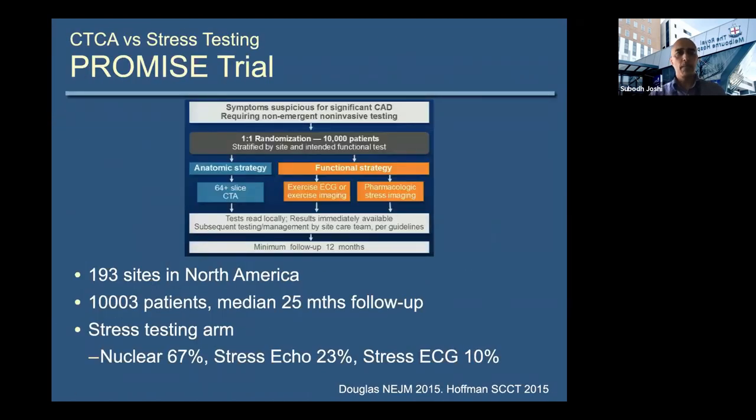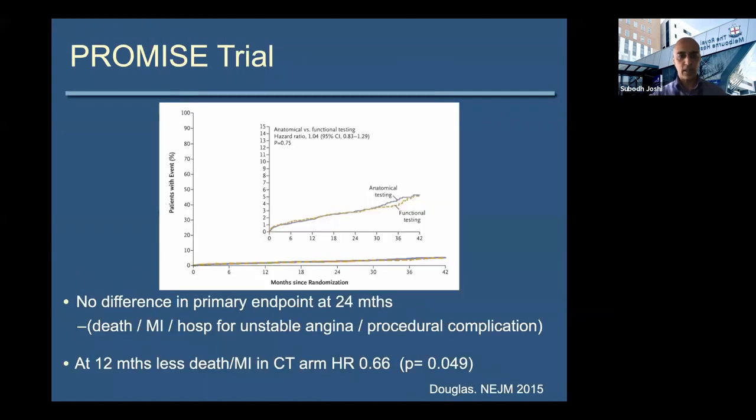The other big trial comparing a stress testing versus CT approach was the PROMISE trial. This was a little different in that there were 10,000 patients in North America predominantly, and the stress testing was mainly with imaging, so stress nuclear, stress echo. The main headline result was this: no difference in the primary endpoint at 24 months.